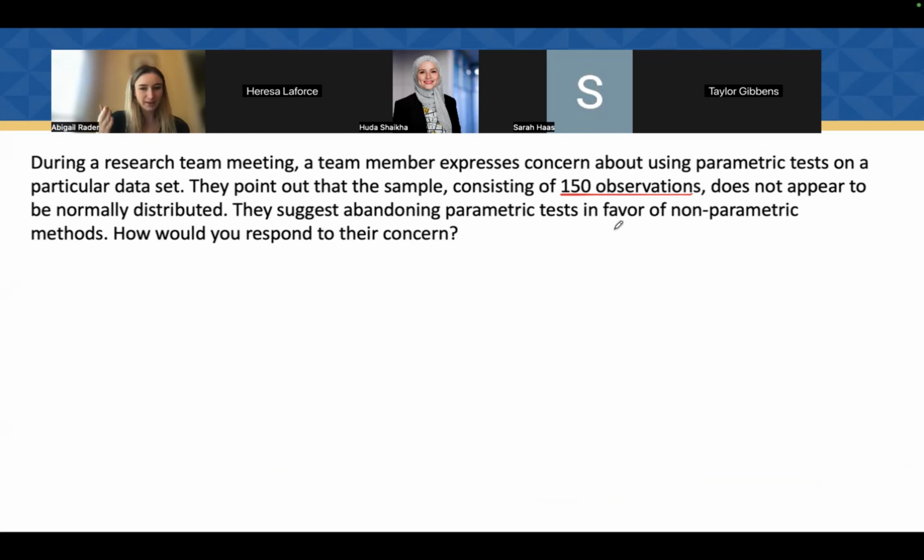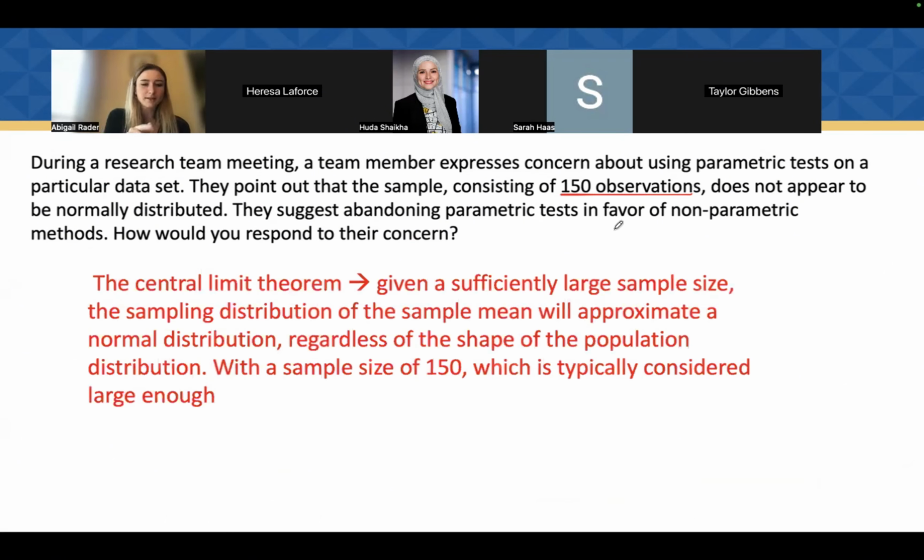The trick here, when we think about whether we should use parametric or non-parametric tests, is that normally it's not necessarily about whether our sample is normal, it's about how big our sample size is. Based on the central limit theorem, if our sample size is big enough, because we're thinking about the sampling distribution and not our individual sample's distribution, the sample means of all the different samples will approximate a normal distribution regardless of whether our actual sample itself is normal. So for this question, all you have to say is, because our sample size is big enough, we can still use parametric tests. Does that make sense?